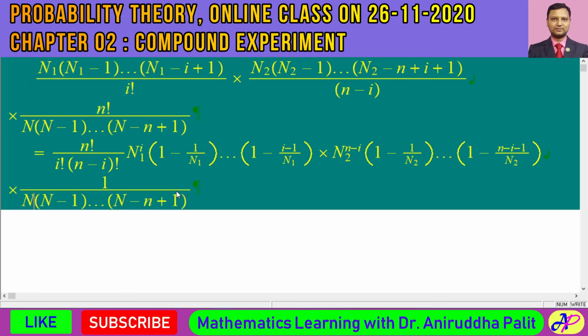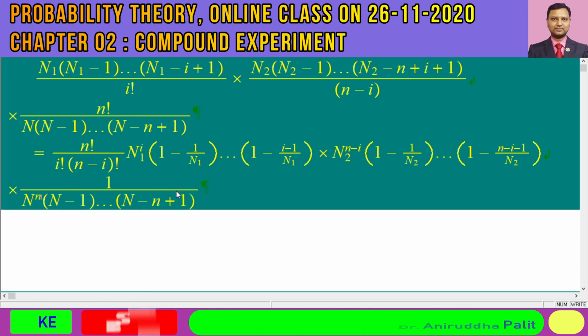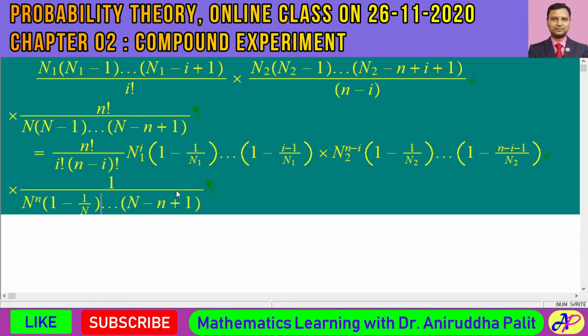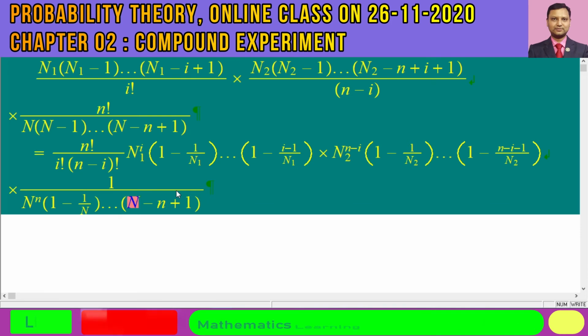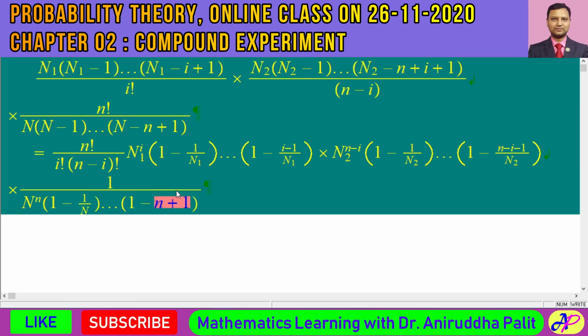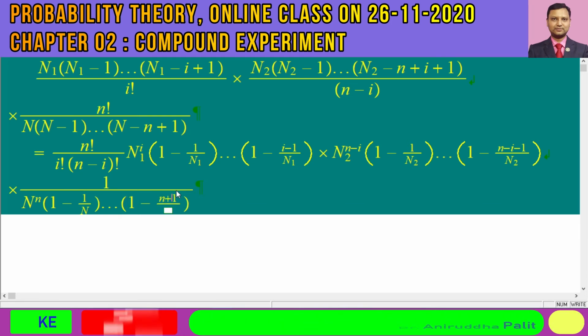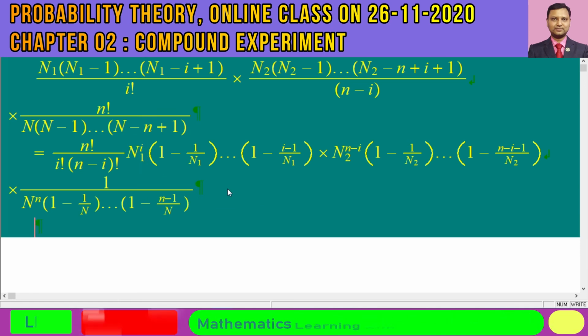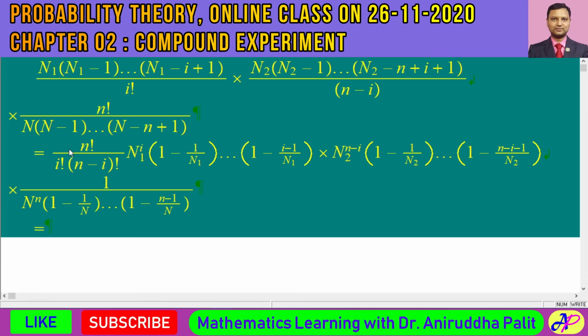Then we can take this n to the power of small n common. Therefore, we will have 1 minus 1 by capital N and so on. This is 1 minus, this is n minus 1 divided by capital N. Okay. So ultimately we will have n1 in the next line. We will have this expression.